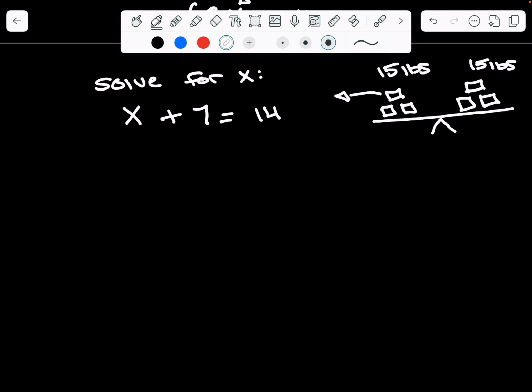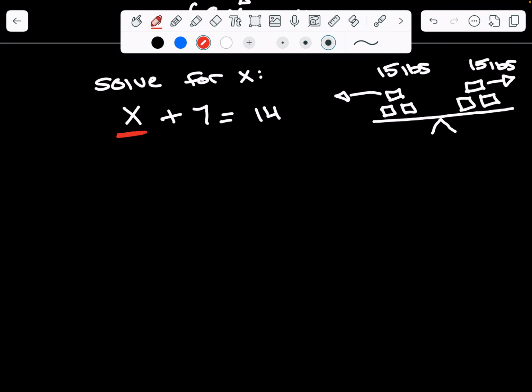So if I'm going to take a weight off the left-hand side, to make sure it's balanced, I also have to take a weight off the right-hand side. So what I do to one side of the scale, I have to do to the other to keep it balanced. It's the exact same thing when we're solving linear equations. Our goal when we're solving linear equations is to get the variable, x in this case, by itself.